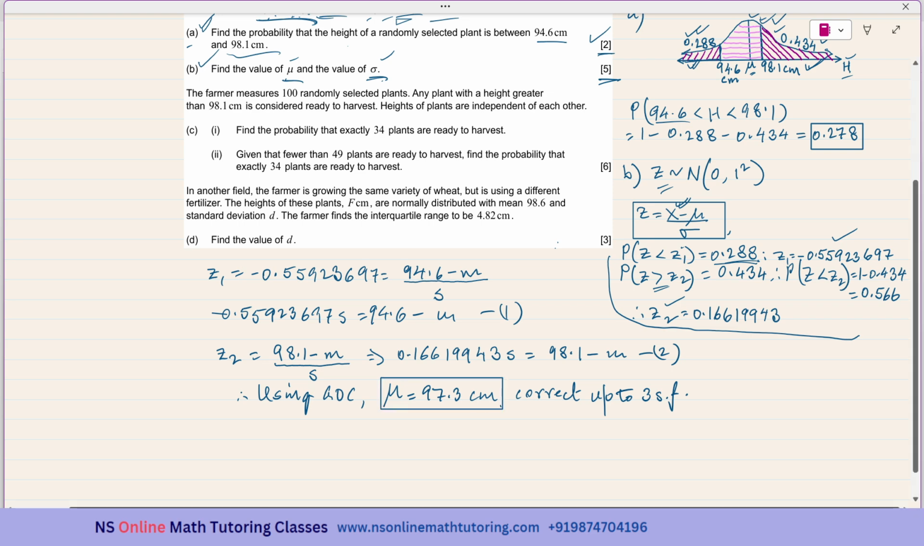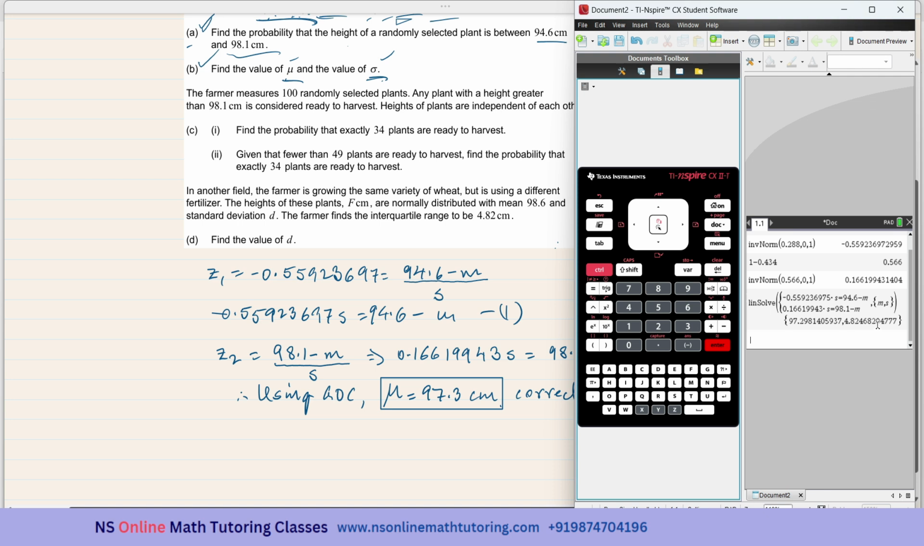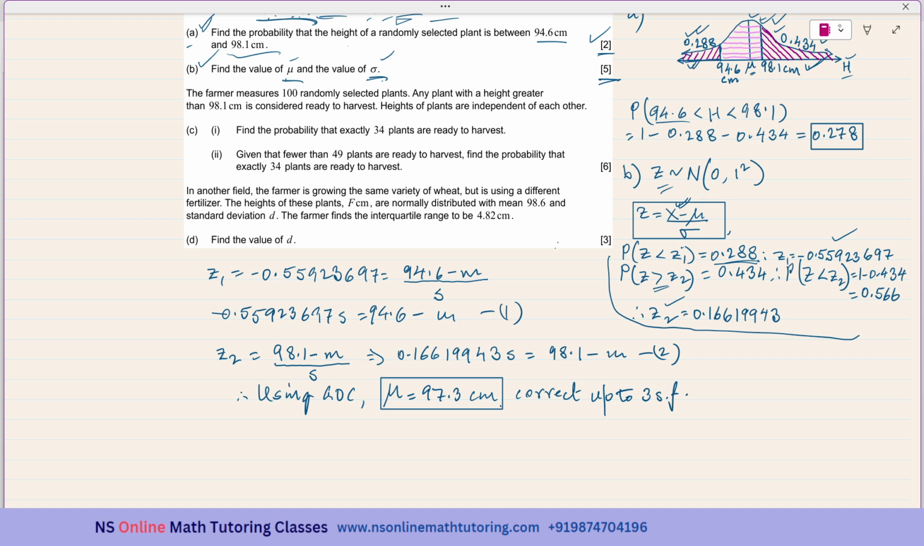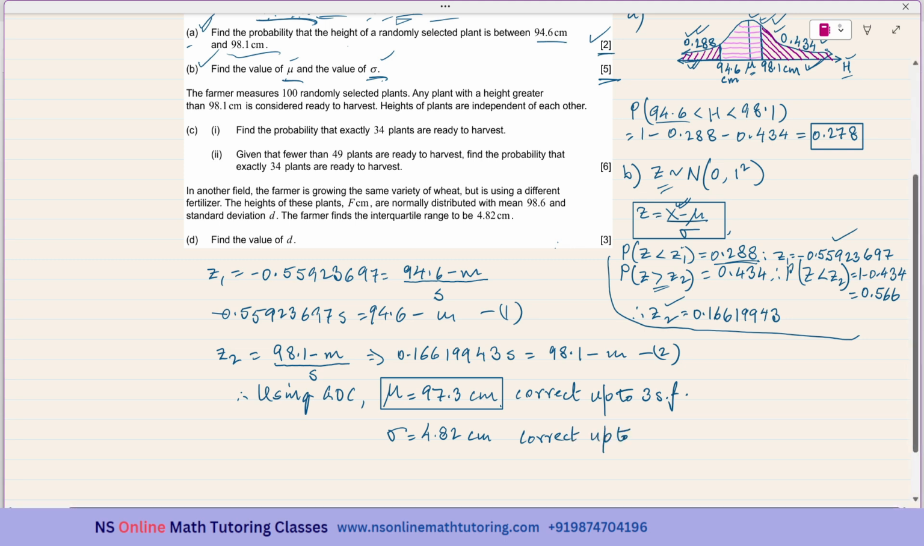Okay. And what is the standard deviation? S is 4.8246. So up to 3 significant figures, it is 4.82. And sigma is equal to 4.82 centimeters, correct? Up to 3 significant figures.